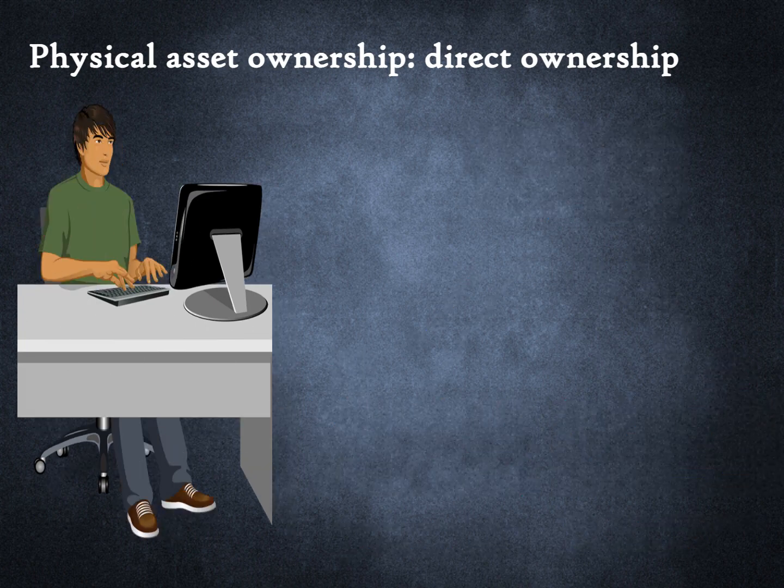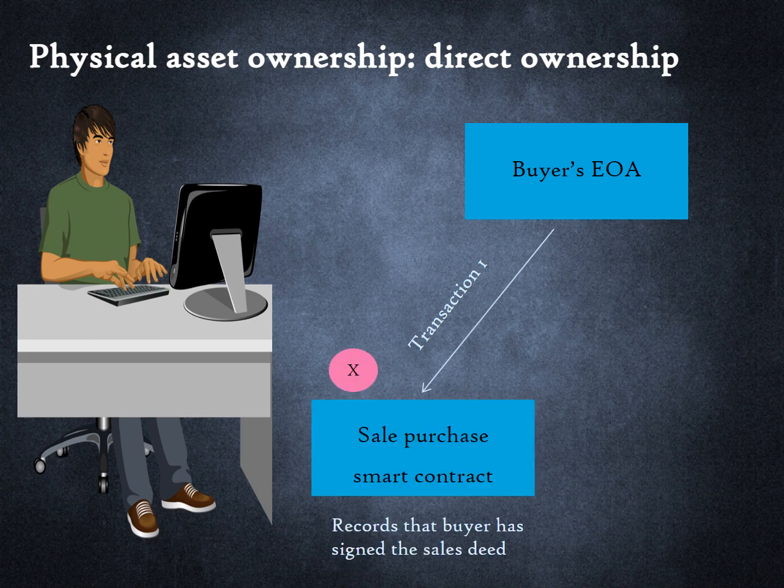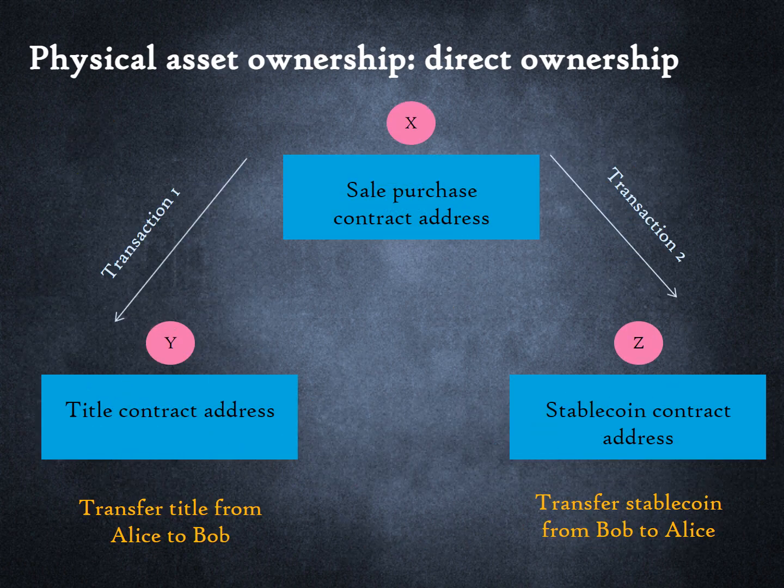Like Alice, Bob also signs the natural language version of the sale purchase contract. When he does so, two transactions are triggered from his EOA. The first transaction is initiated to the sale purchase smart contract, which records that he has signed the natural language contract. The second transaction is initiated to the stablecoin smart contract, which transfers cash from Bob to contract address X. At this point, the smart purchase contract X owns the title and the stablecoins. Once both Alice and Bob have done their bit, this contract automates the simultaneous delivery of title to Bob's EOA and payment of stablecoins to Alice's EOA.